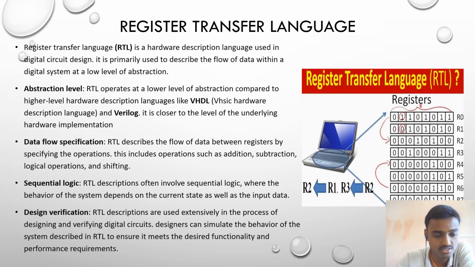Data flow specifications. RTL describes the flow of data between registers by specifying the operations. As I say, operation: it has a plus operator, minus operator, or AND operator. By using specific operations, we are manipulating the data and transferring it to another register.